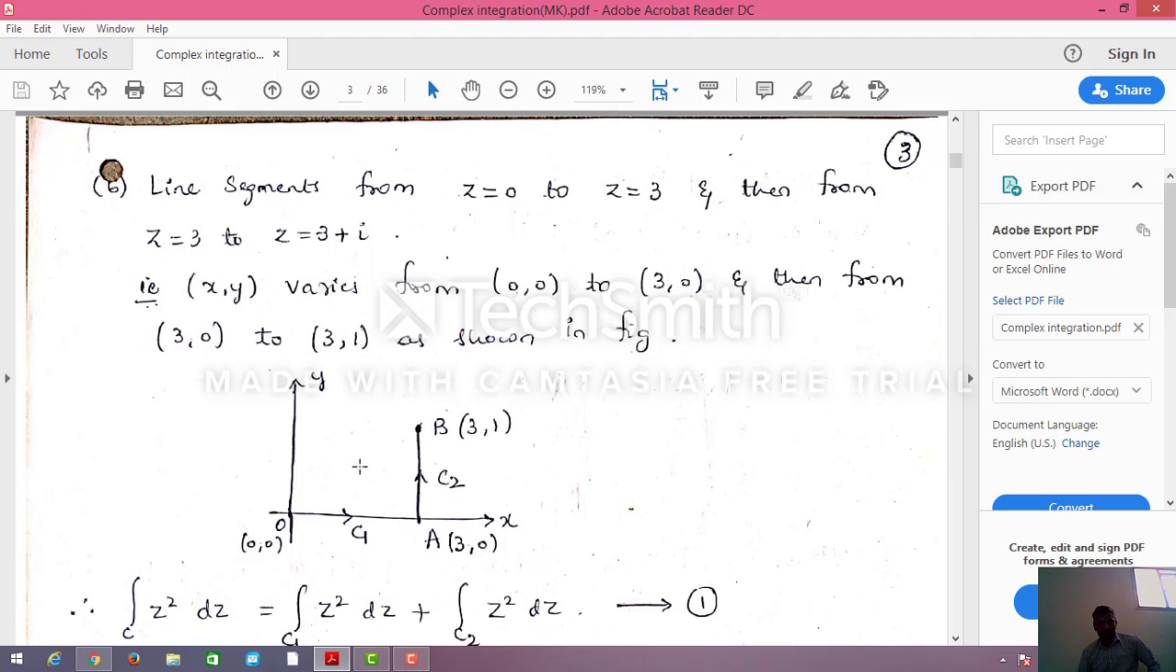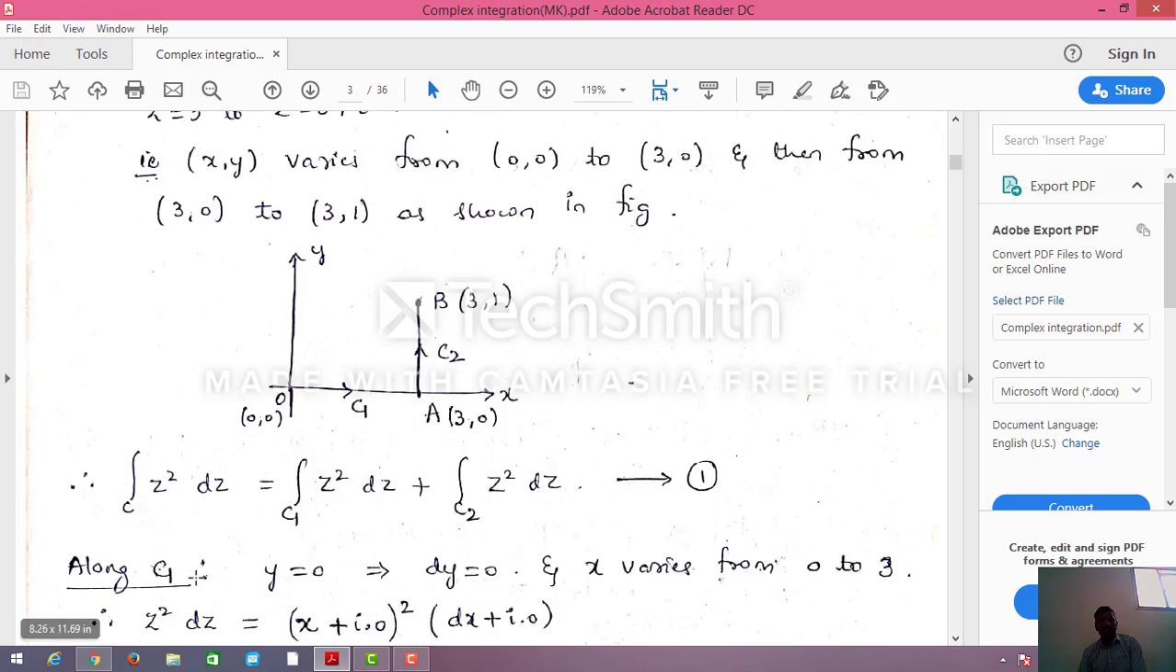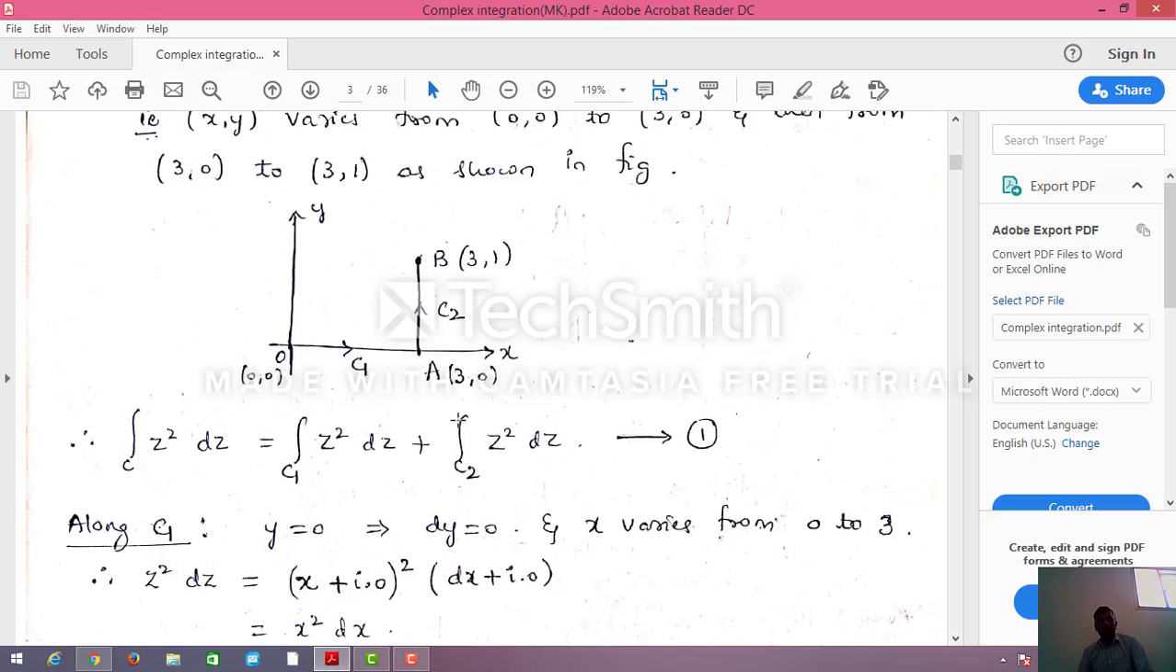Right. The integration of z square dz equals the integration over C1 of z square dz plus the integration over C2 of z square dz. Along C1, y equal to 0. That implies that C1 is the x-axis, and x-axis means y equal to 0. If y equal to 0 then dy equal to 0, and x varies from 0 to 3, here 0, 0 to 3, 0. The x value is from 0 to 3. Now y equal to 0 means dy equal to 0. Then what is z square?